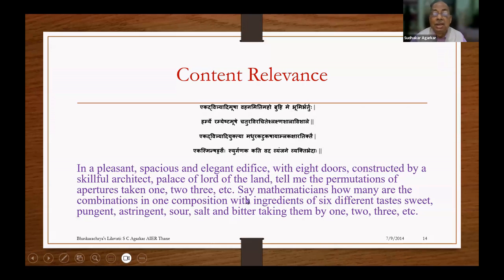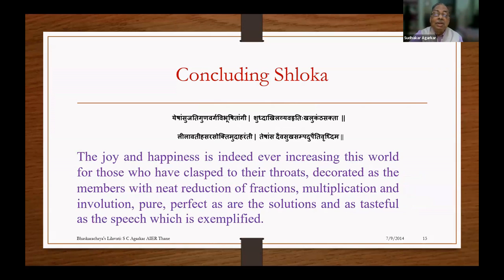Now, there is a very interesting problem which is relevant to our own life. Say, mathematicians, how many are the combinations in one composition with any ingredients of 6 different tastes? Sweet, pungent, astringent, sour, salt, and bitter, taking them 1, 2, 3, 4, 5, 6, etc. So we make chutney in our house, trying to use different contents with different tastes, and here is a question to you, and you will be surprised, the answer is 63.